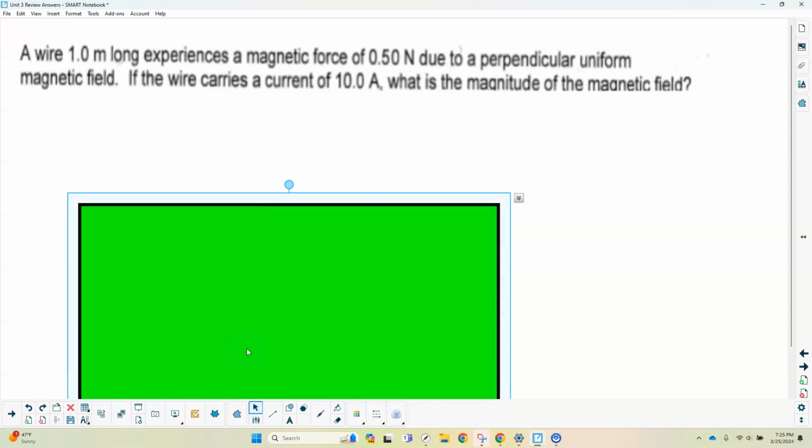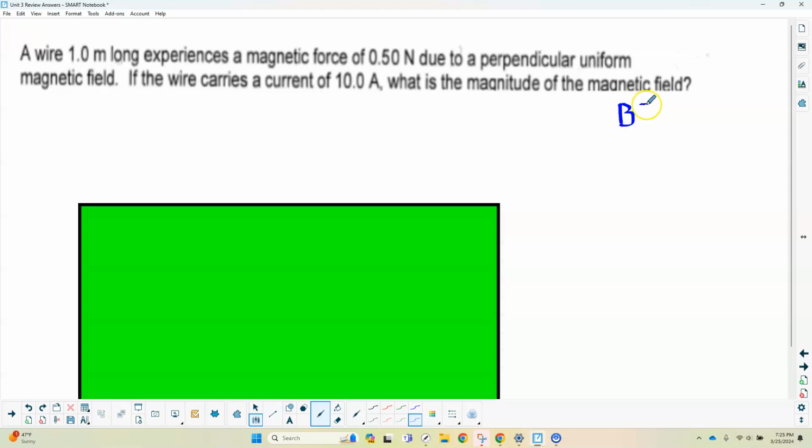Number 4 is basically using that equation again to solve for the magnetic force acting on a wire, but this time we're going to solve for the magnetic field. It says a wire 1 meter long experiences a magnetic force of 0.5 newtons due to a perpendicular uniform magnetic field. If the wire carries 1 amp of current, what is the magnitude of the magnetic field? So we're looking for B.